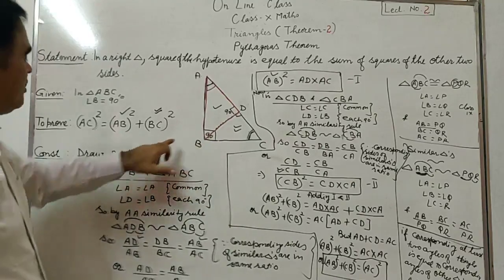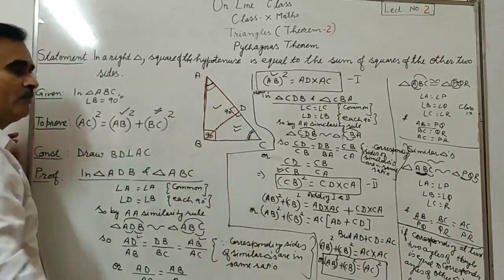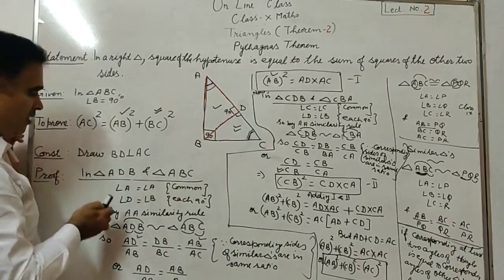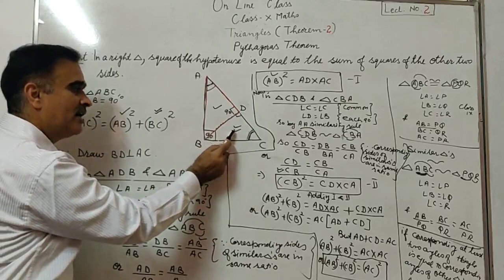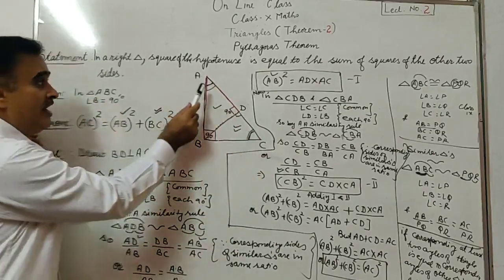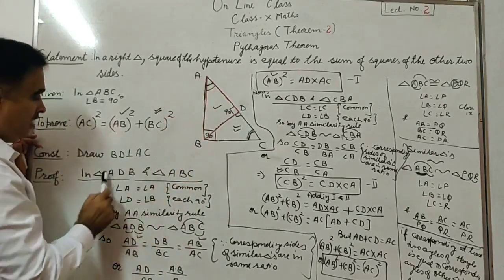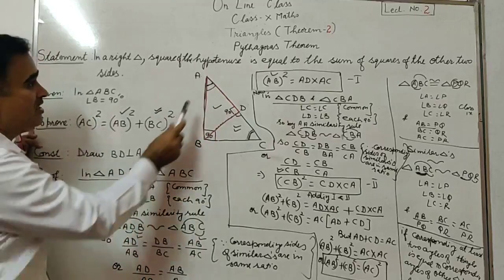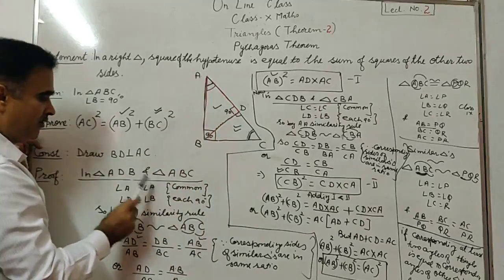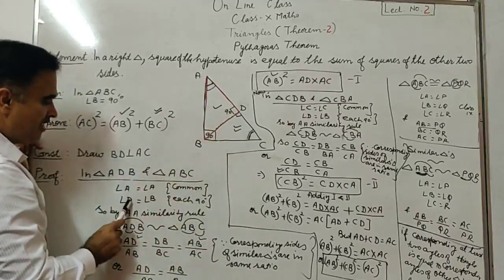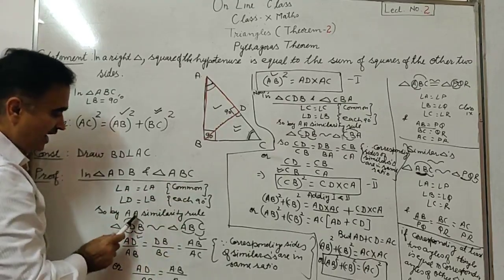Construction: draw BD perpendicular to AC in this triangle ABC. Here it is very important that we take this small triangle and the big triangle ABC, but the naming must be such that the position of equal angles is the same. We take the first triangle ADB and ABC, because A is common, and angle D is 90 degrees, angle B is 90 degrees. In the middle they are, so that should be written in the middle. This is called a similarity rule.